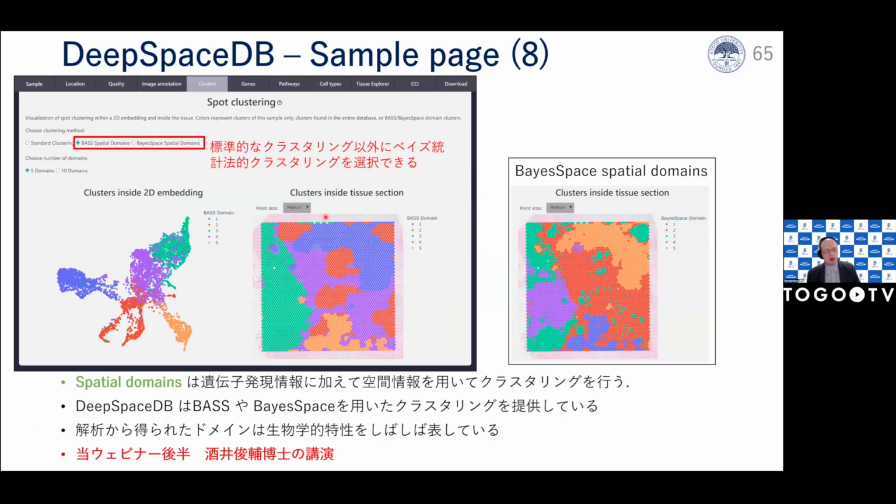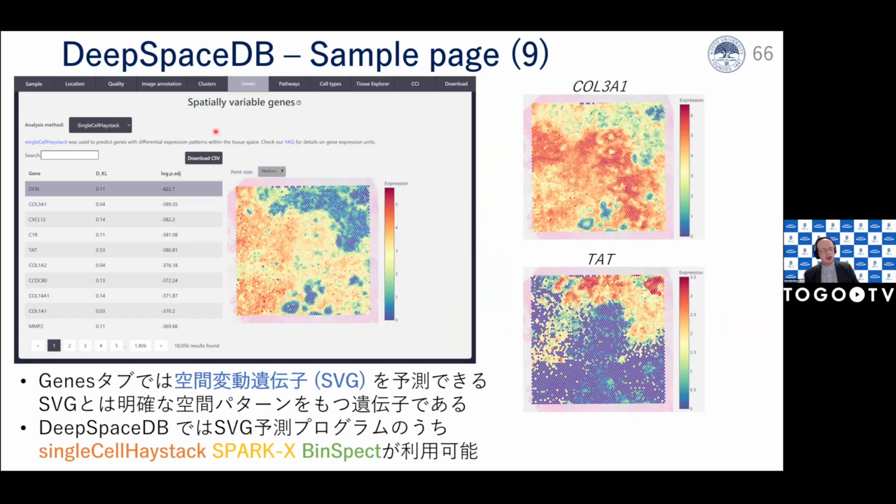And we also added spatial domains, using the predictions of two methods called BANKSY and BayesSpace. But maybe Dr. Sakai will talk about this in the next part of this webinar. So I think there are many features, but the next one is spatially variable genes.